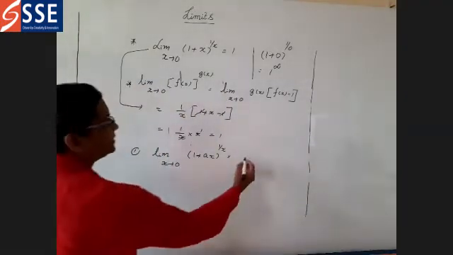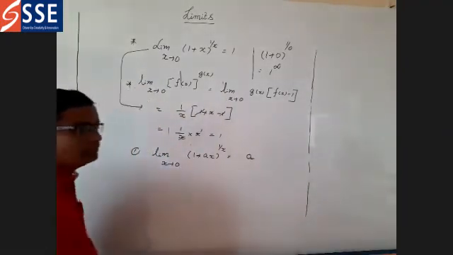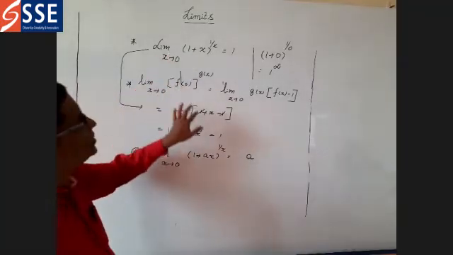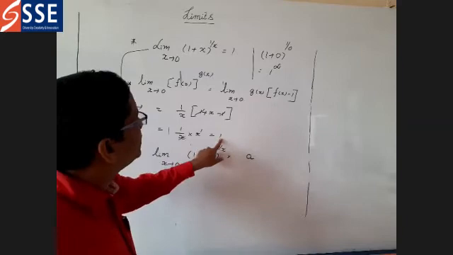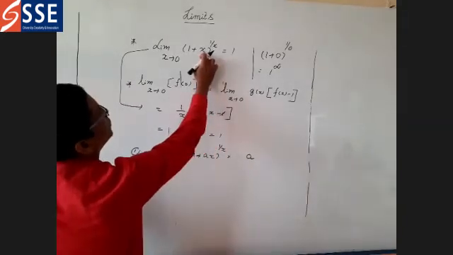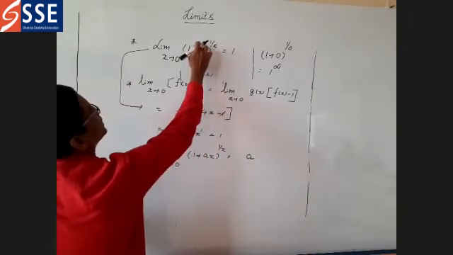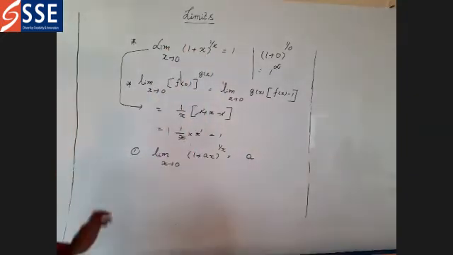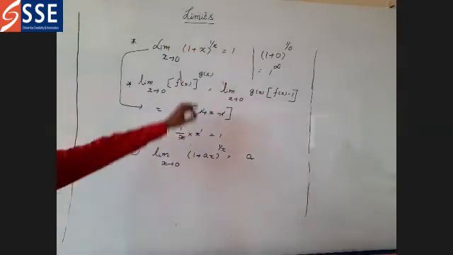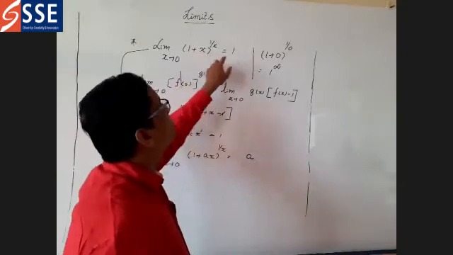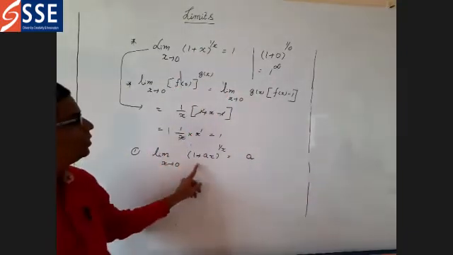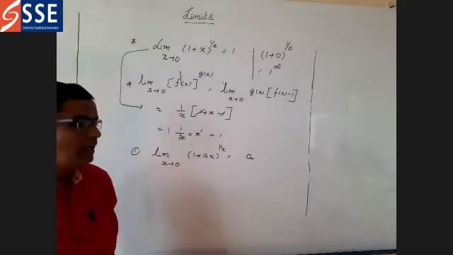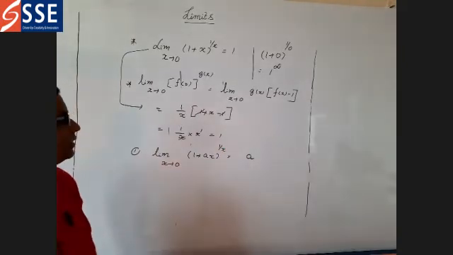So the answer is a. Why? Because if you observe, after substituting into the formula, you get the coefficient of x as the answer. In the previous one, the x coefficient was 1, that is one into x. That's why the answer was 1. So limit x tends to 0 of (1 plus ax) whole power 1 by x is equal to a.